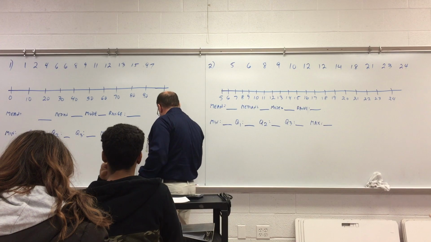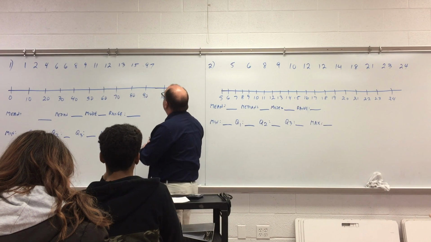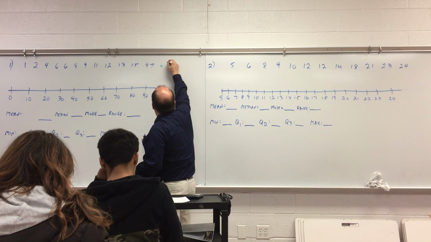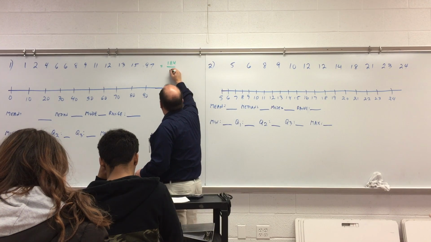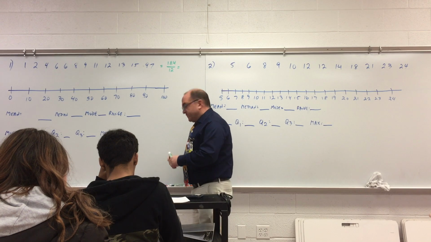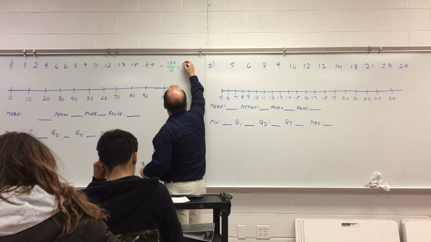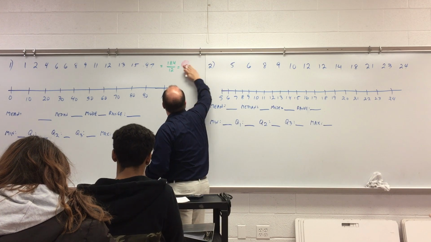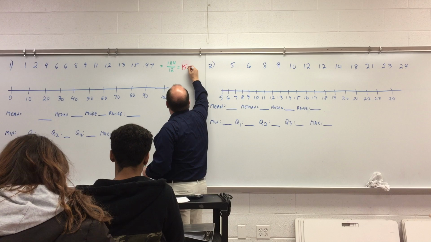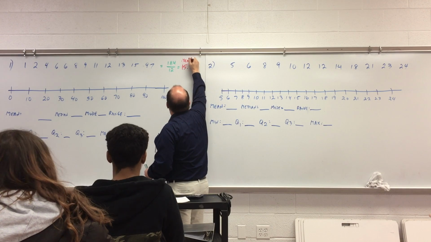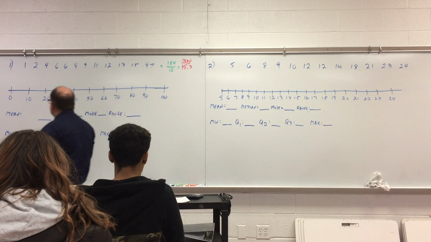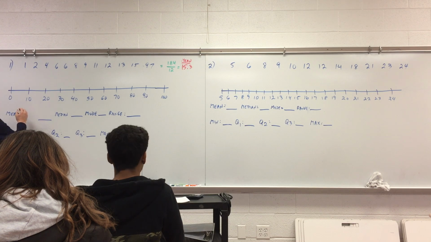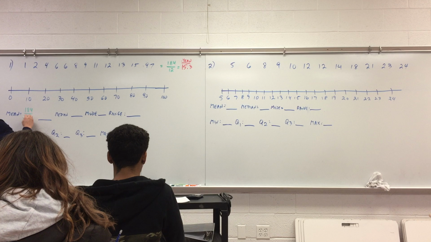184. Okay? If you add all of these numbers together, number 1, you get 184. If you divide that number by 12, you get 15.3. That is the mean. Does everyone understand how to get mean? Okay? We did 184 divided by 12, and we got 15.3.